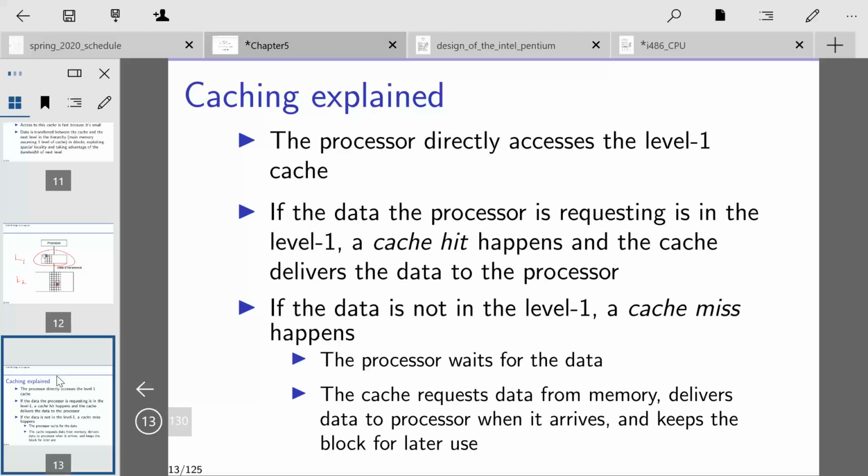Okay, if the data is not in the level 1, then what happens is what we call a cache miss. In that case, the processor has to wait for the data, and the level 1 cache says, "Hold on, I don't have it, and so I'm going to go get it." And so then the level 1 cache retrieves it from the next level in memory. And again, if the design only has a single level of cache, then it retrieves it from main memory.